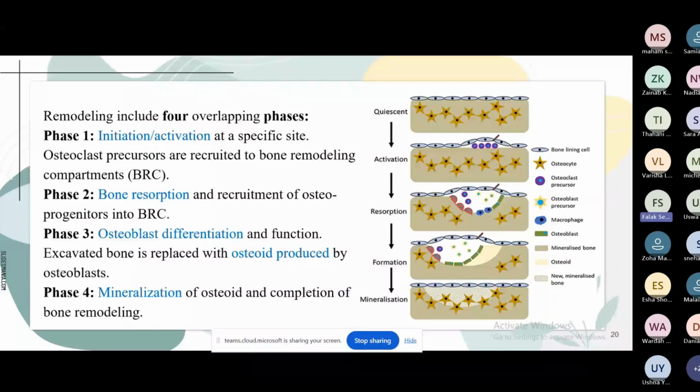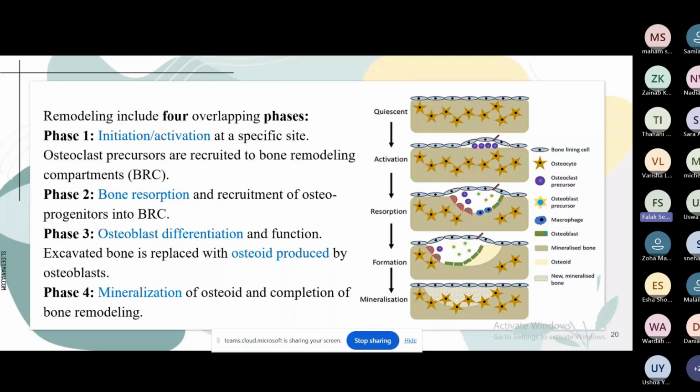You may be asked, what are the four phases of bone remodeling? They are very easy. The first phase is the initiation or activation at a specific site. Osteoclast precursors are recruited to the bone remodeling compartment. There is a specific area on the bone which requires this remodeling. There is the activation of the osteoclasts that are present here, and they're going to form a bone remodeling compartment.